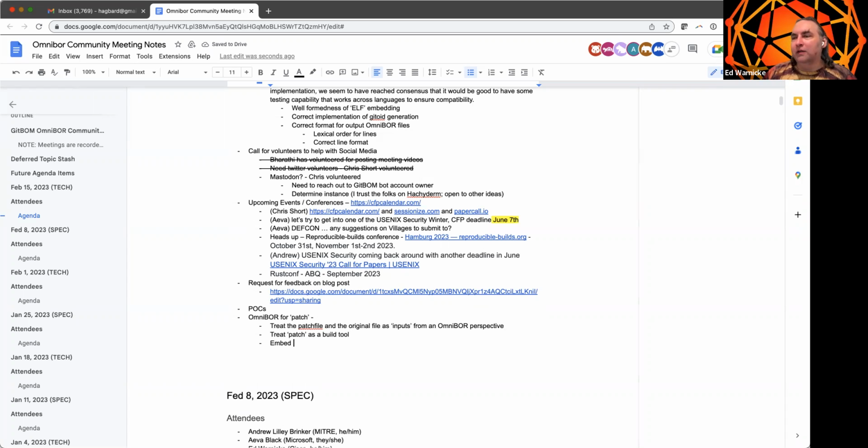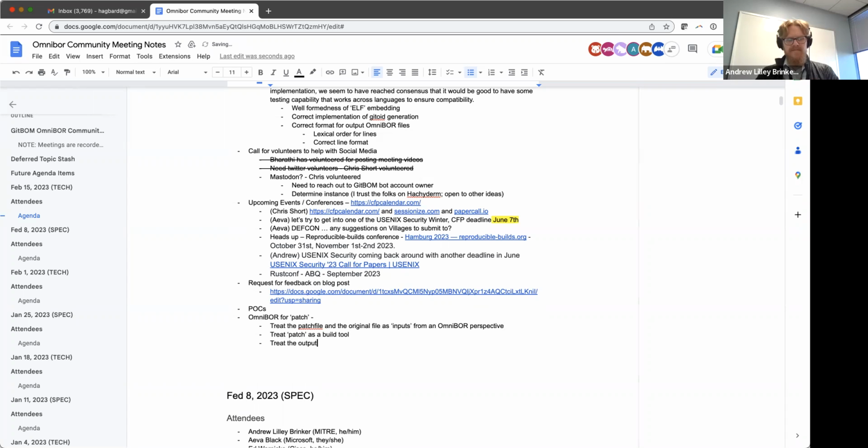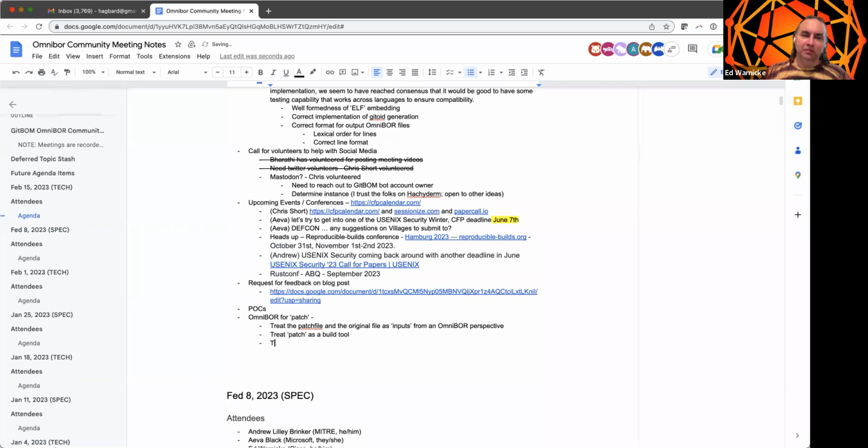Right. And then the other one that came to mind is we'd had some conversations with folks about how to treat generated files, and particularly how you would do embedding.